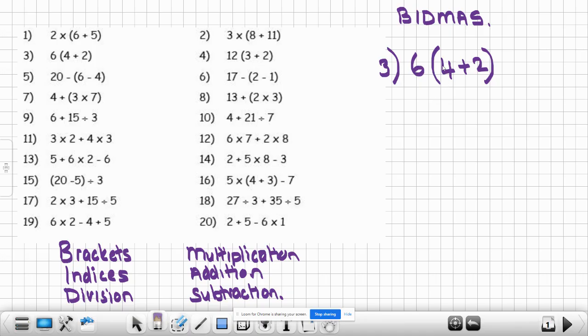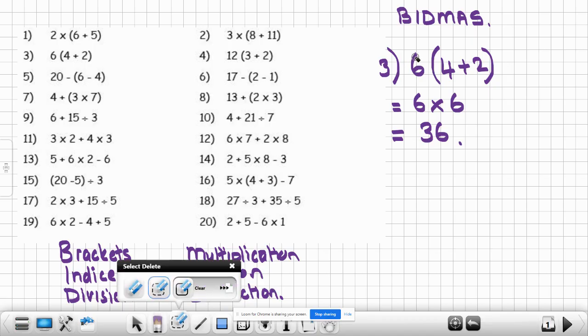So I'm going to deal with the bracket part first, and I'm going to say 4 plus 2 is 6. And then when I write this sum without the brackets, it's going to be 6 multiplied by 6. So that may be something new to you. If you've got brackets with a number immediately in front of them, then you are to multiply the number outside of the brackets by the total inside the brackets. So we'd have 6 times 6, which is 36. Okay, let's try number 4.